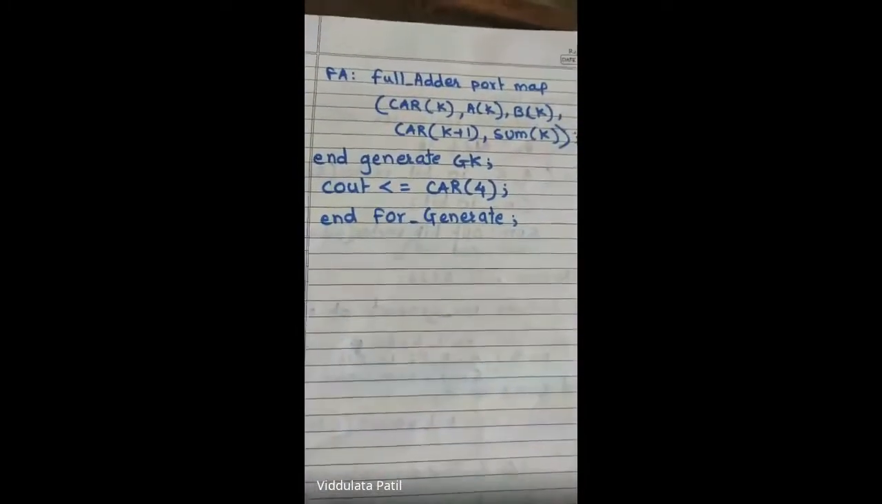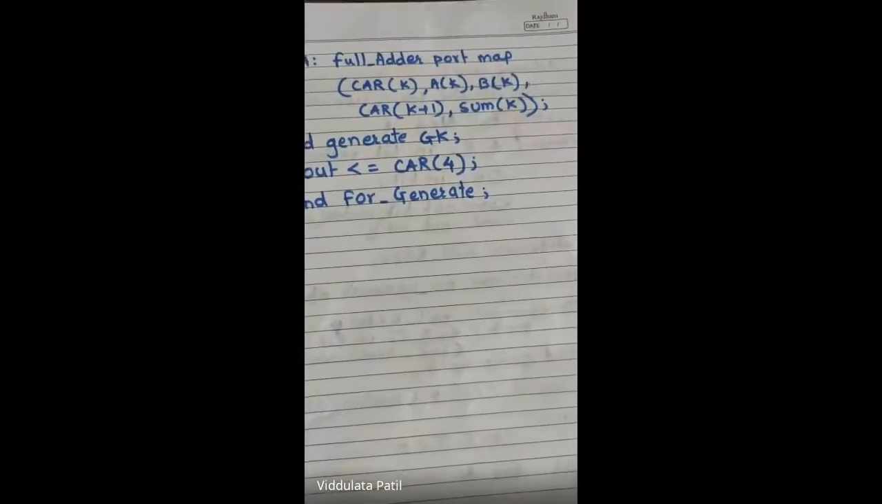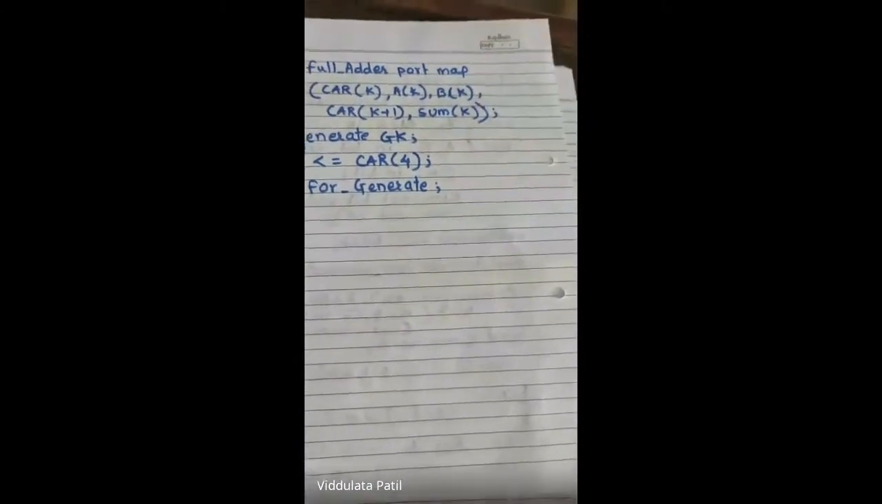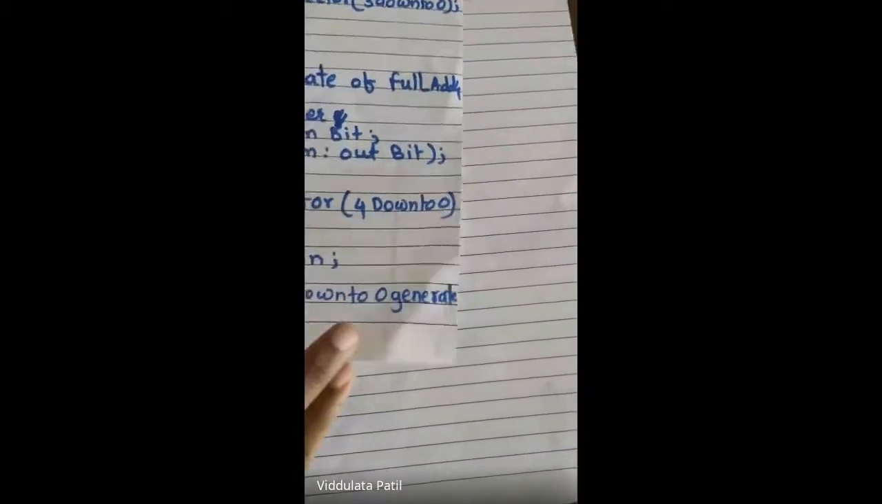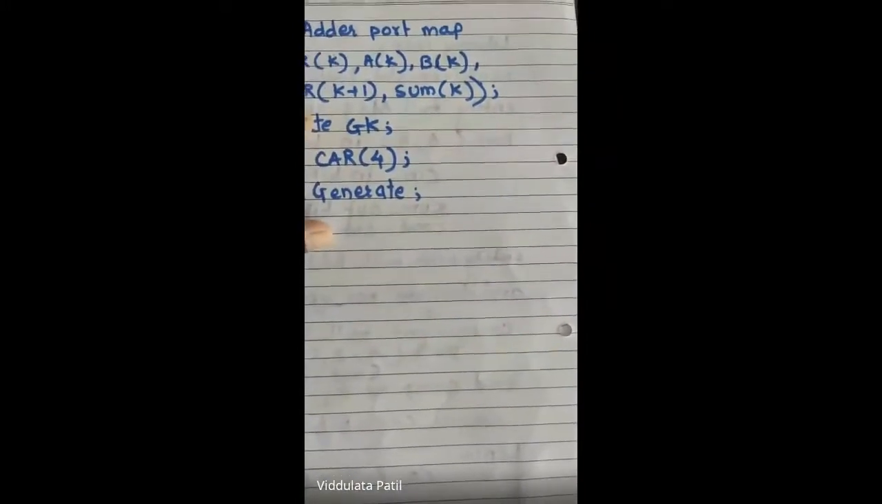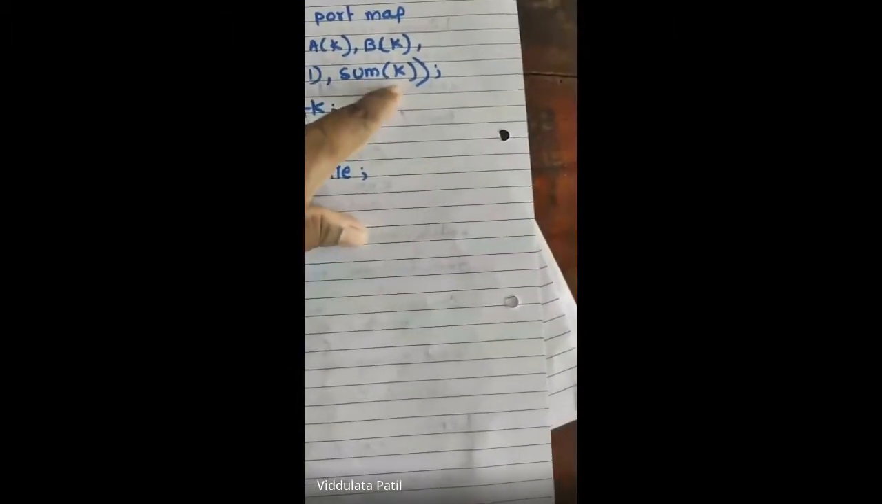Now when k is equal to 0, at that time what will happen? When k is equal to 0, this will be car 0, that means here this value will be seen, a of 0 and b of 0, and then car(k+1), that means it will be car 1 and sum 1.